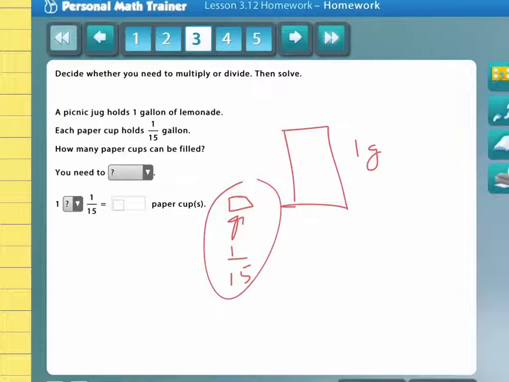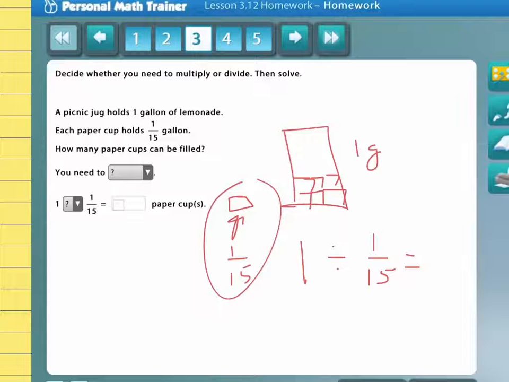So that's going to be division, because I'm going to do repeated subtraction. I'm going to take away a 15th and a 15th and a 15th and keep going until I have none left. So that's the model that's going to help me. How many 15ths are in there? That's division. So I say 1 gallon divided, because division is repeated subtraction, by 1/15 will equal what?